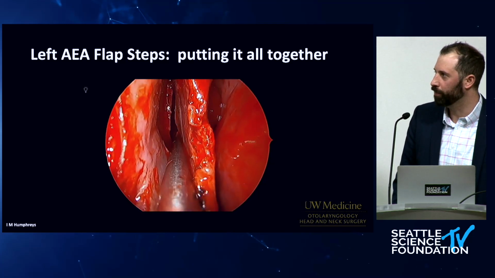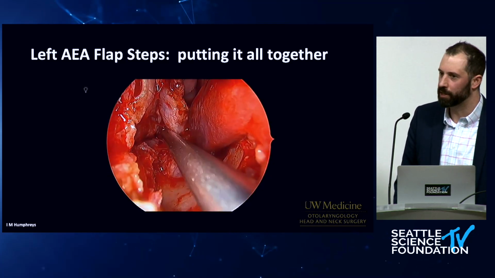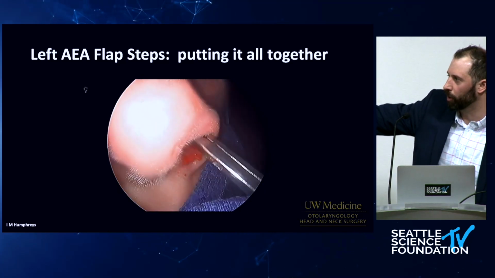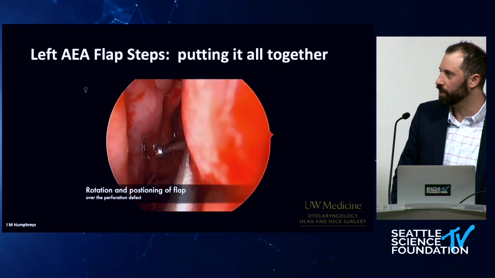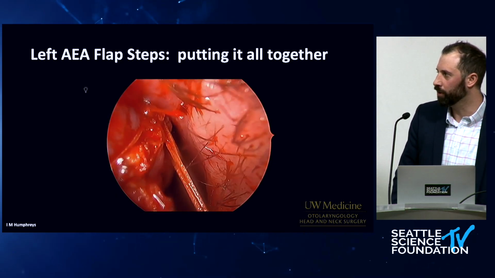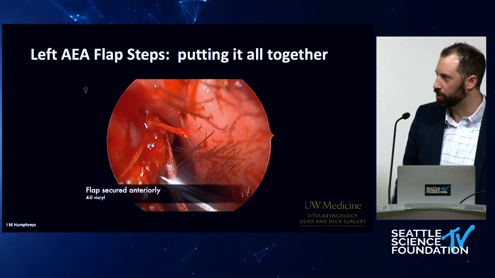It's just mobilizing the flap. And again, this feels like septoplasty or nasal septal flap. You can see how it comes along the nasal floor. It comes all the way out the nose. It's really long. And then just rotating the flap over to cover your septal perforation, this is just suturing it.